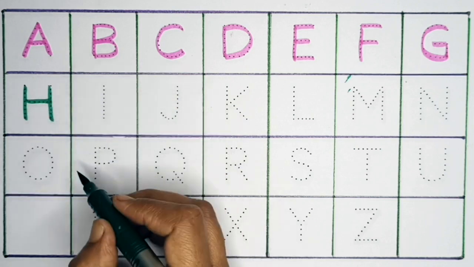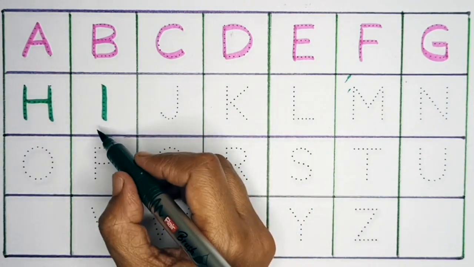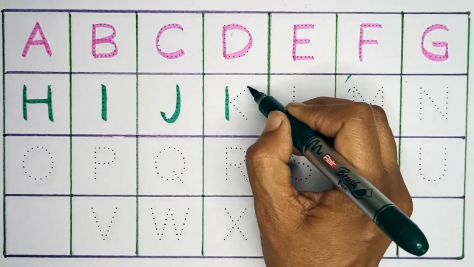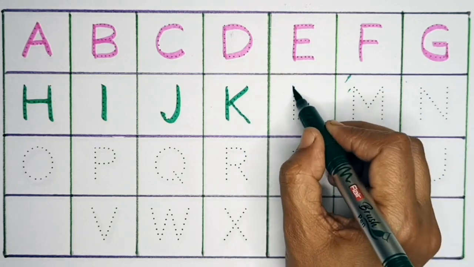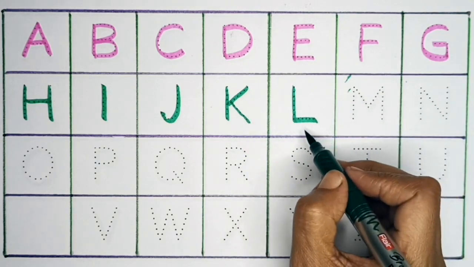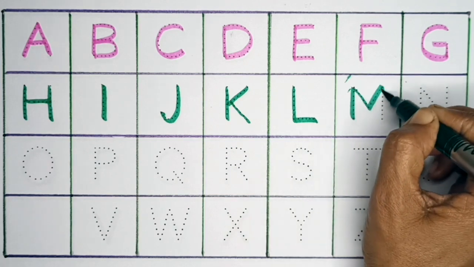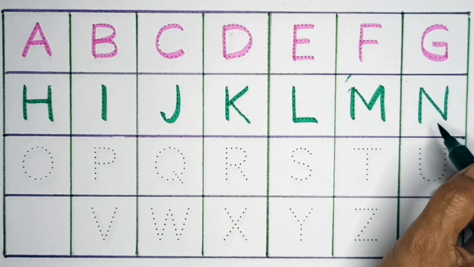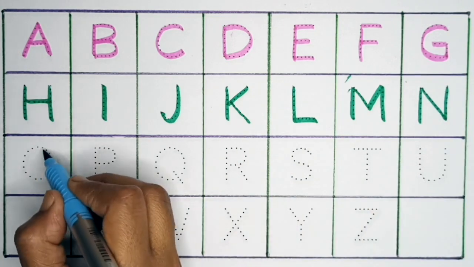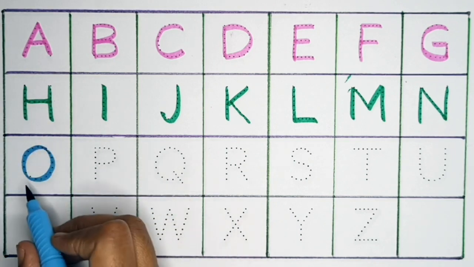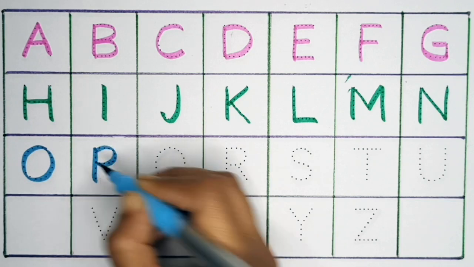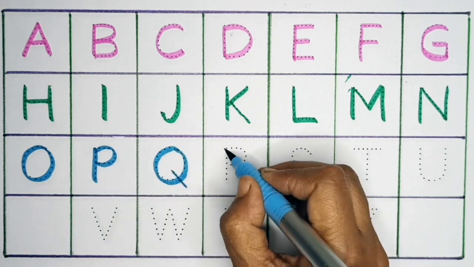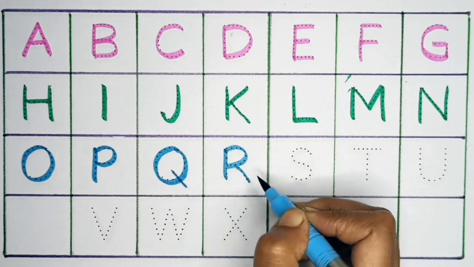H for hen. I for ice cream. J for jug. K for kite. L for lion. M for monkey. N for nest. O for orange. P for parrot. Q for queen. R for rabbit.